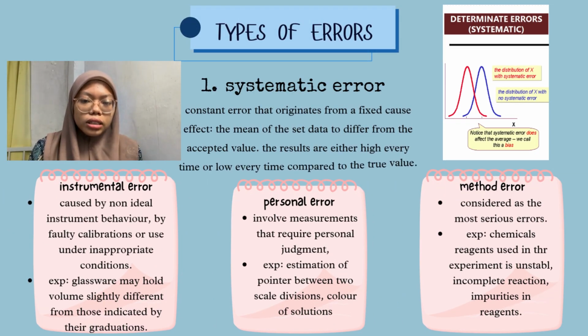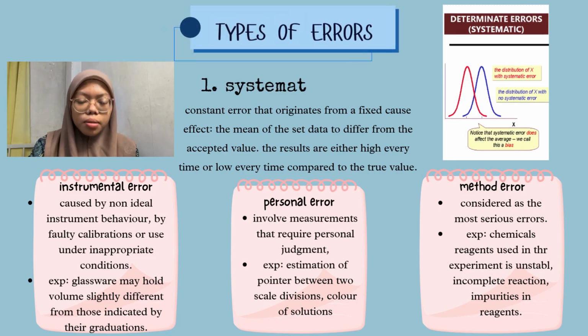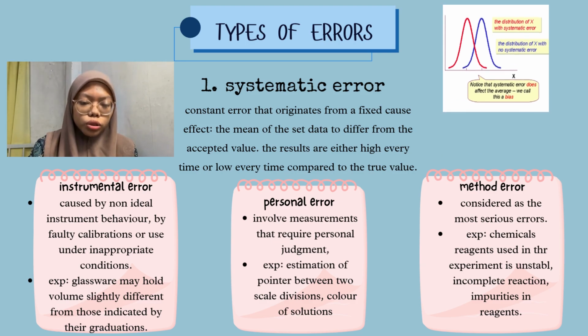First, systematic error is a constant error that originates from a fixed cause. It affects the mean of the data set to differ from the accepted value. The results are either high every time or low every time compared to the true value. For example, estimation of the pointer between two subdivisions or the color of a solution.